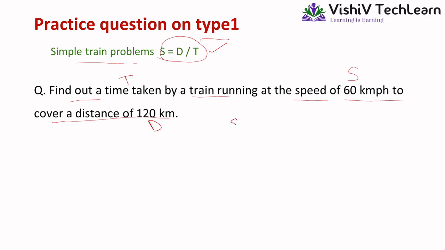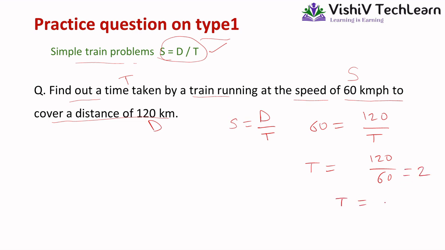So let's write our formula. The formula is s equals d upon t, and putting the values in this formula, 60 equals d, which is 120, upon t, which we have to calculate. So t equals 120 upon 60, and this gives the answer as 2.